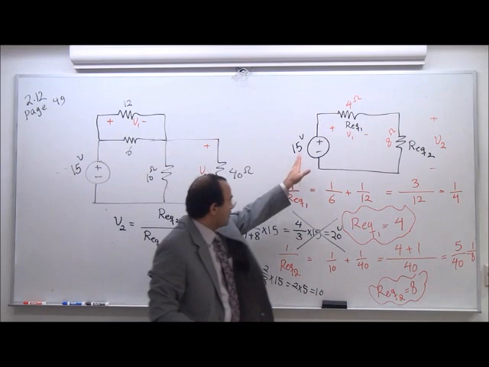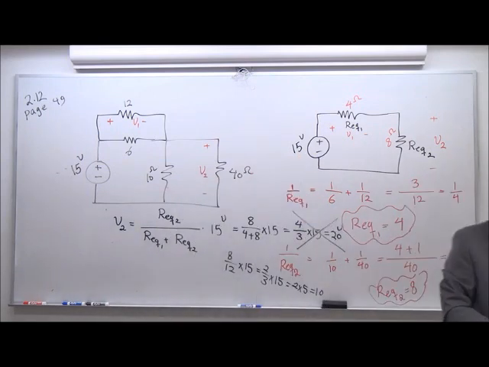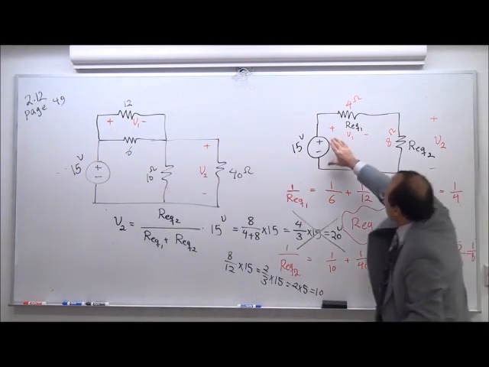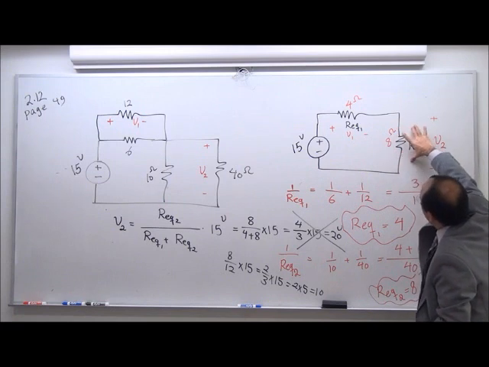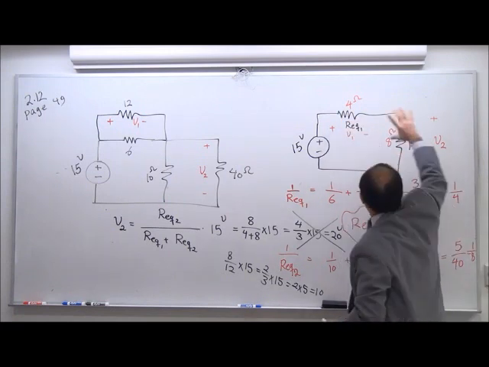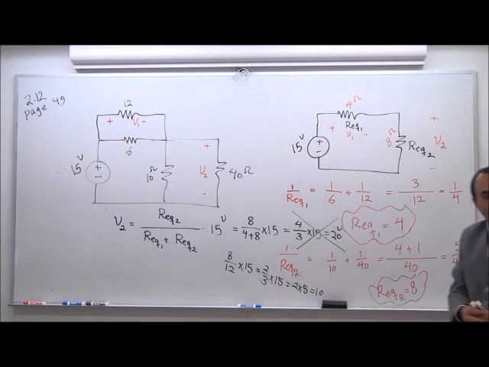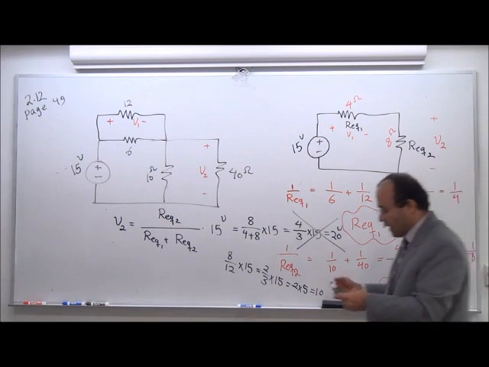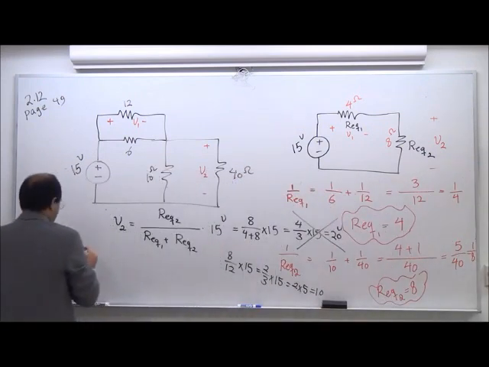This is less than 15. Naturally, I would say 15 comes in, 10 drops on this, 5 has to drop on this, because 5 plus 10 is going to be 15. Naturally, that's my KVL law. But let's see if that's true when I take a look at the second leg.